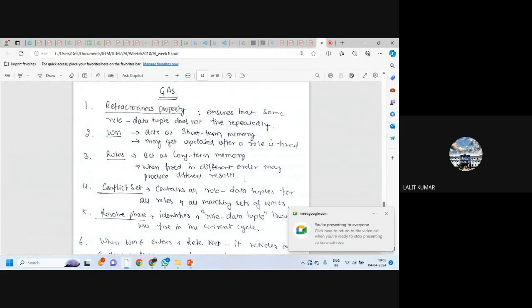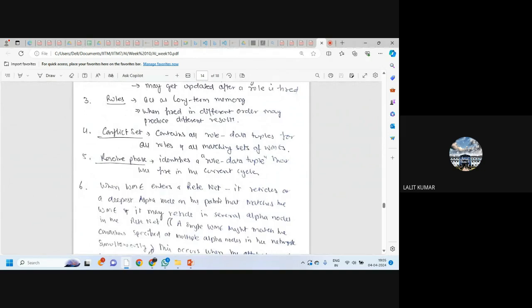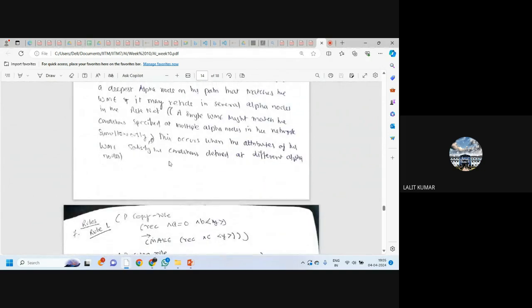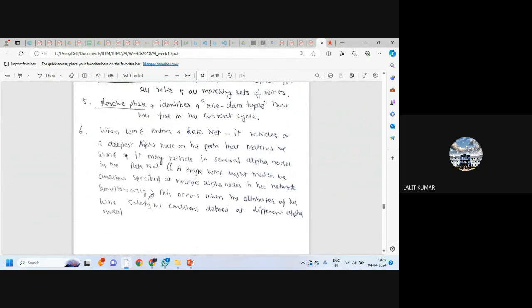Okay, can we continue? Yes. So these questions are theoretical, these are easy. Question 6 is again: when a WME enters a Rete net, it resides at the deepest alpha node on the path that matches the WME, like we have seen. And it may also reside in several alpha nodes in the Rete net. If it is matching on many conditions, then it can go to some other node also.